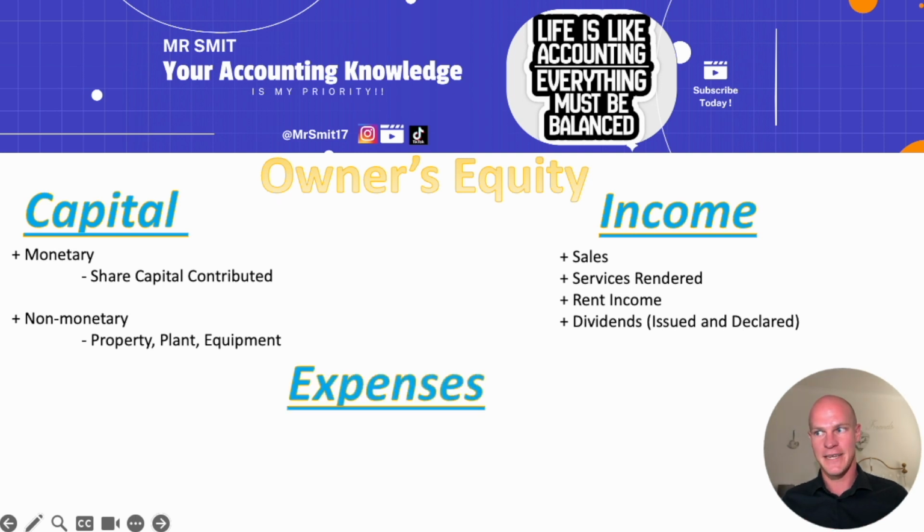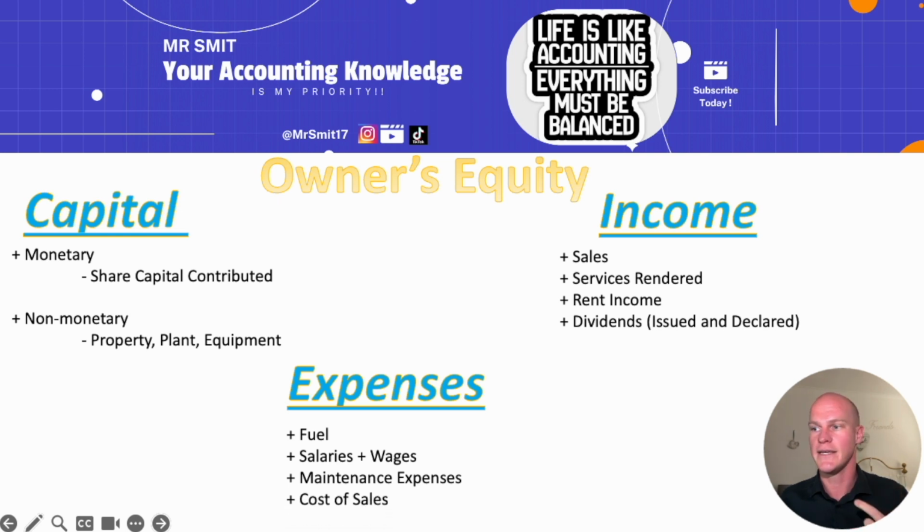Finally, we get to the third part of owner's equity, which is expenses. Now, expenses are everything that you need to pay for. So everything that you must incur in order for your business to make money. So this is fuel, your salaries and wages to pay your employees for the good work that they're going to be doing, the maintenance expenses because you have to look after your cars, you have to look after your equipment, whatever. And then finally, the cost of sales, the cost that you incur to create the product.